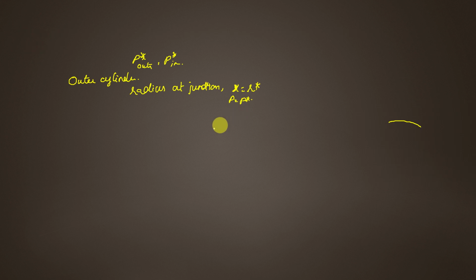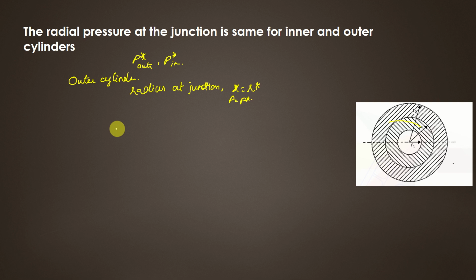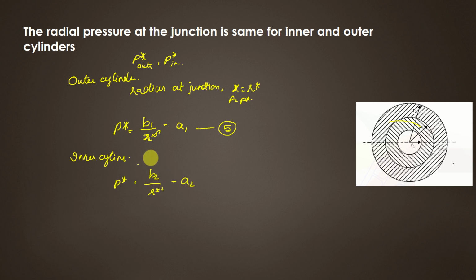Let us substitute in equation 1. What will you get? Here P star is equal to b1 by R star square minus a1. Take it as equation number 5. Similarly, for the inner cylinder, in the same way, P star can be written as b2 by R star square minus a2, if you substitute all the values as it is. Because at the junction the radius will be R star and p will be P star. That will not change for the outer cylinder or the inner cylinder.